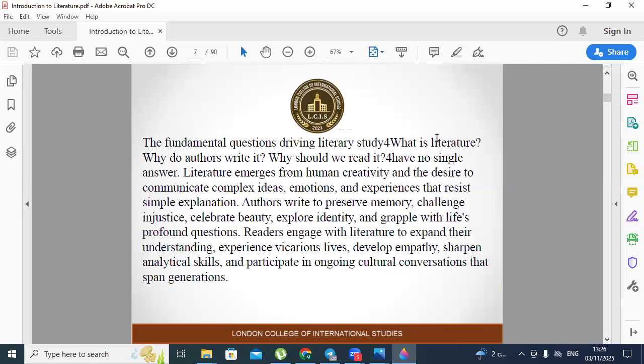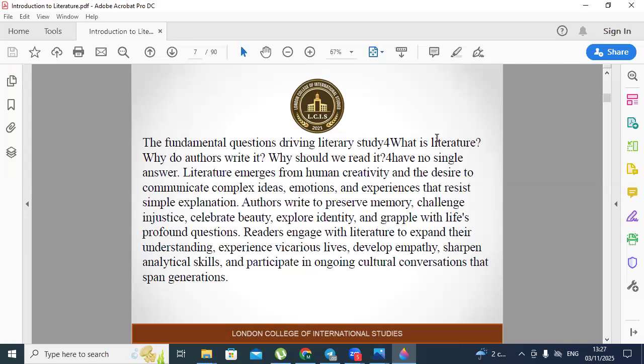The fundamental questions driving literary study are: what is literature? Why do authors write it? Why should we read it? These questions have no single answer, and that's part of what makes literary study intellectually rich.